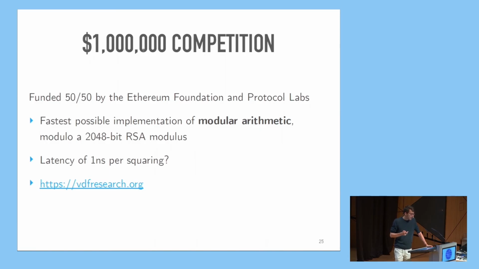Then there is the Ethereum Foundation and Protocol Labs, who are also running a big competition, but this time not in the class group setup, but in the RSA setup. They want the fastest possible implementation of modular arithmetic, modulo a 2,000-bit RSA modulus. It's going to be 2 rounds. The first round is going to start this year. It's an FPGA competition of implementation of the arithmetic for a prize of $100,000. And next year is going to be an ASIC competition for a prize of $1 million. And they are targeting, I think, something like a latency of 1 nanosecond per squaring. And you can find more information there.